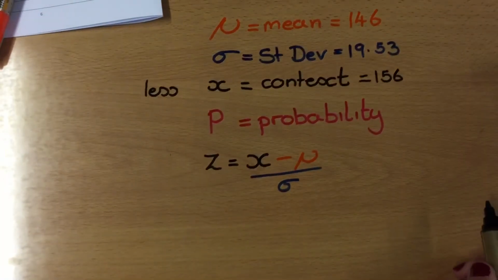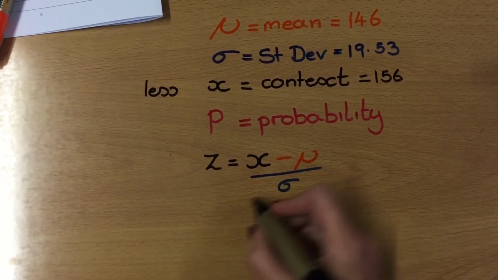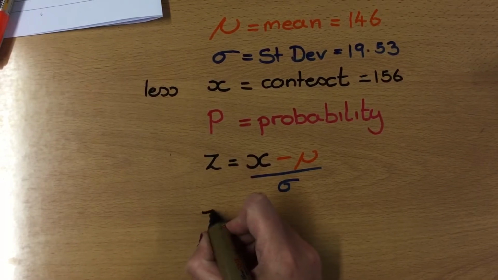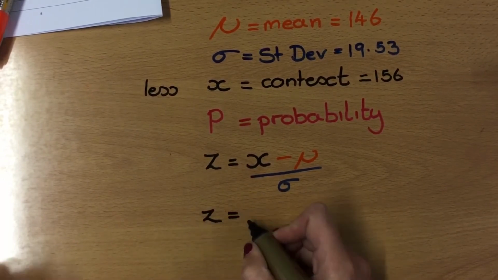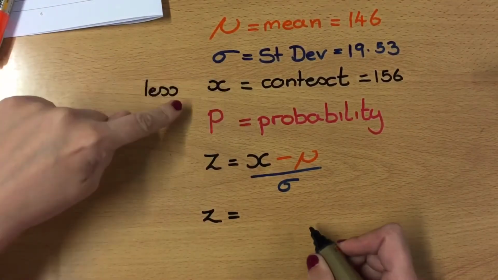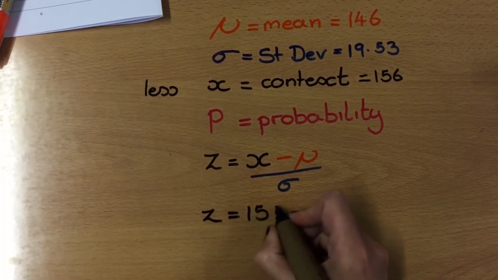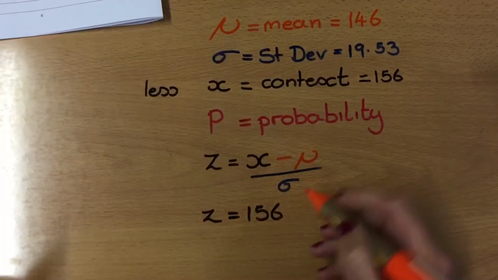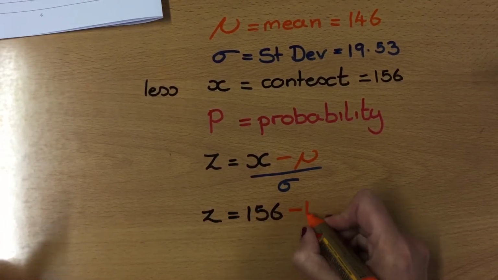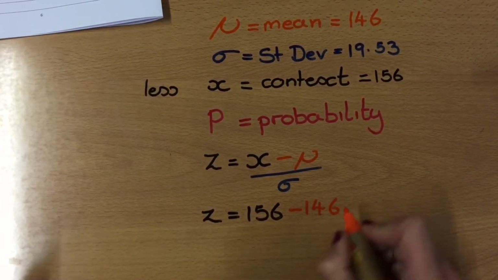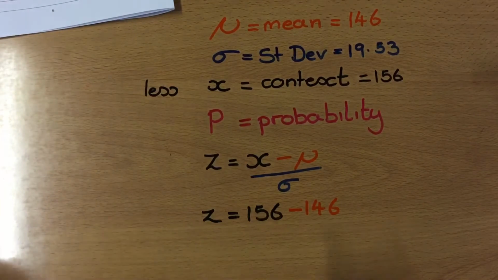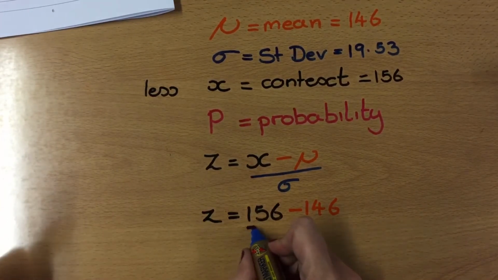Right, so first off, we've got Z. Now that's going to equal our value in context, and then we'll have to take off the mean, and we divide by our standard deviation.